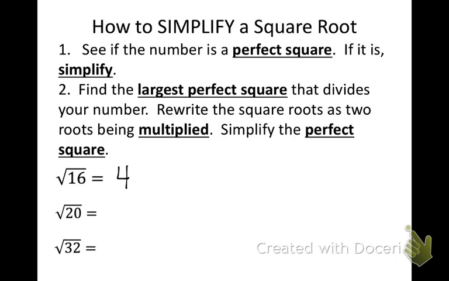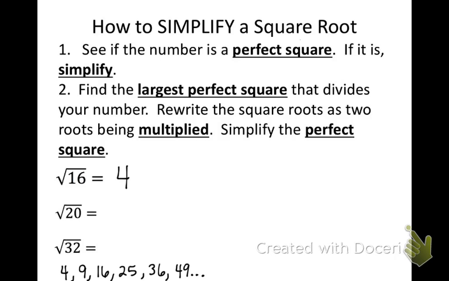Next one, square root 20. I want you to look back at that list of 20 perfect squares that we wrote down. Is 20 on your list? It's not, so it's not a perfect square. We're going to have to do step 2 with this problem. So we're going to find the largest perfect square that does divide 20.